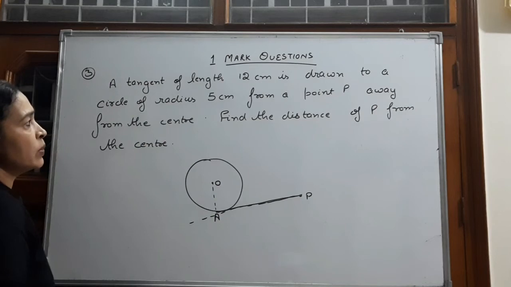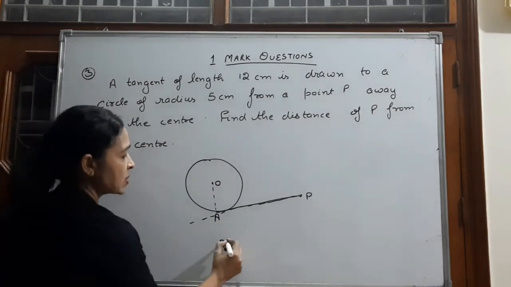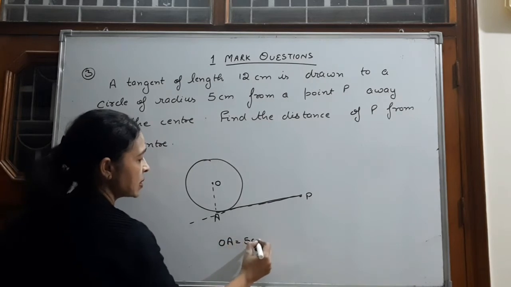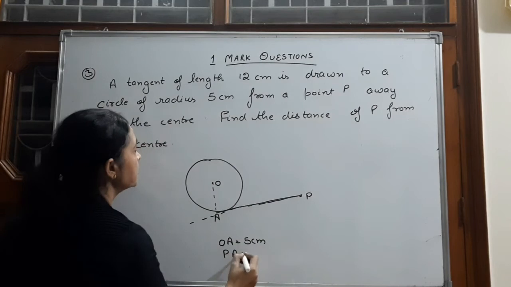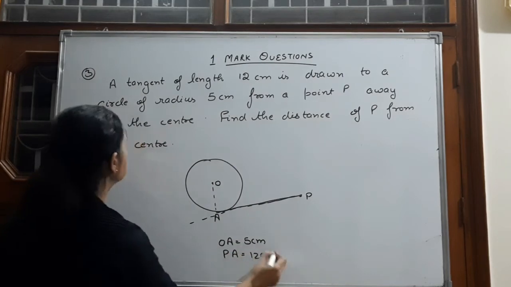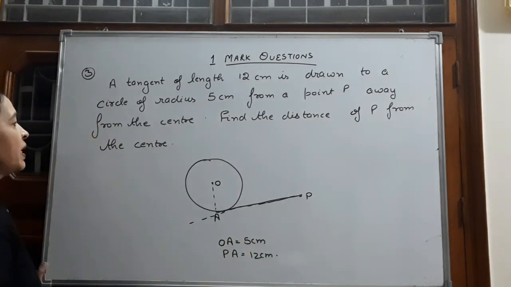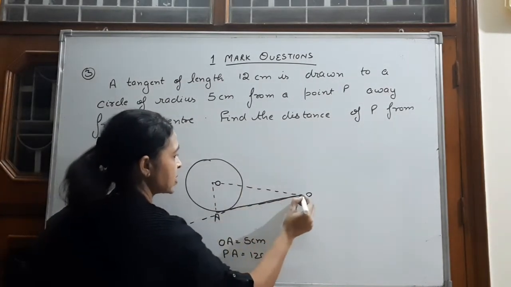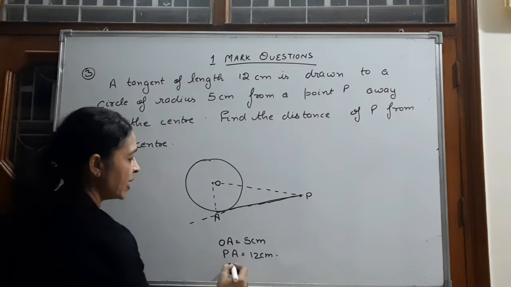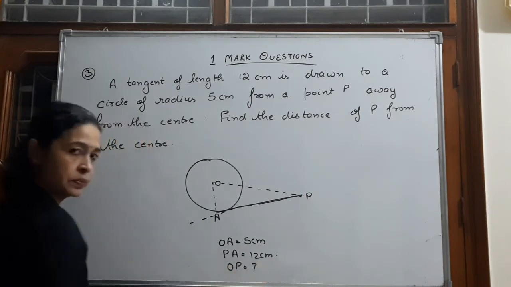A tangent of length 12 cm is drawn to a circle of radius 5 cm. Radius of the circle is 5 cm. And the length of the tangent is 12 cm. Find the distance of P from the center. What we have to find? We have to find this distance from the center. OP we have to find.